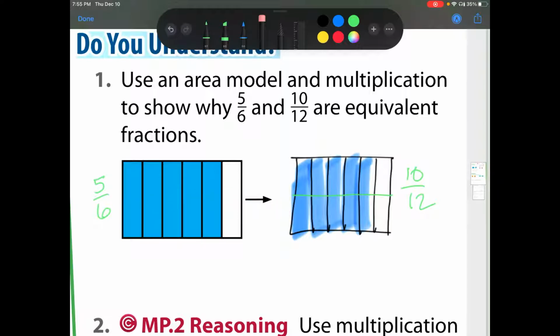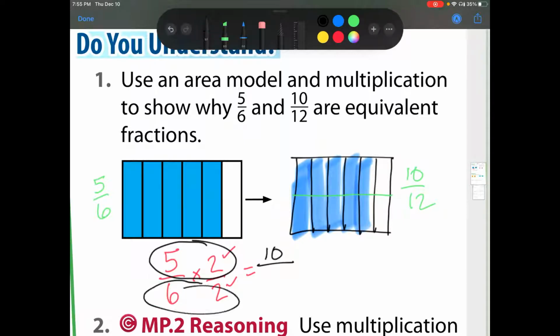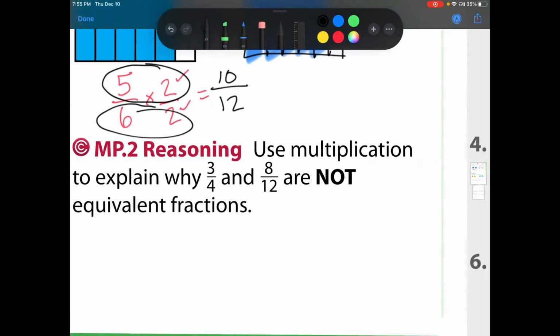Now, I'm not done. Why am I not done? Well, it says I need to use multiplication. So let's throw that in here. So 5/6, and we need to think, how do we get to 10/12? What did we multiply it by? Well, we multiplied it by 2, because 5 times 2 equals 10, and 6 times 2 equals 12. So remember, whatever we do to the numerator, we have to do to the denominator. Notice how that 2 is the same for the top and the bottom. Remember, when we multiply fractions, we just multiply straight across. So 5 times 2 is 10, 6 times 2 is 12. So that's how we show the multiplication.